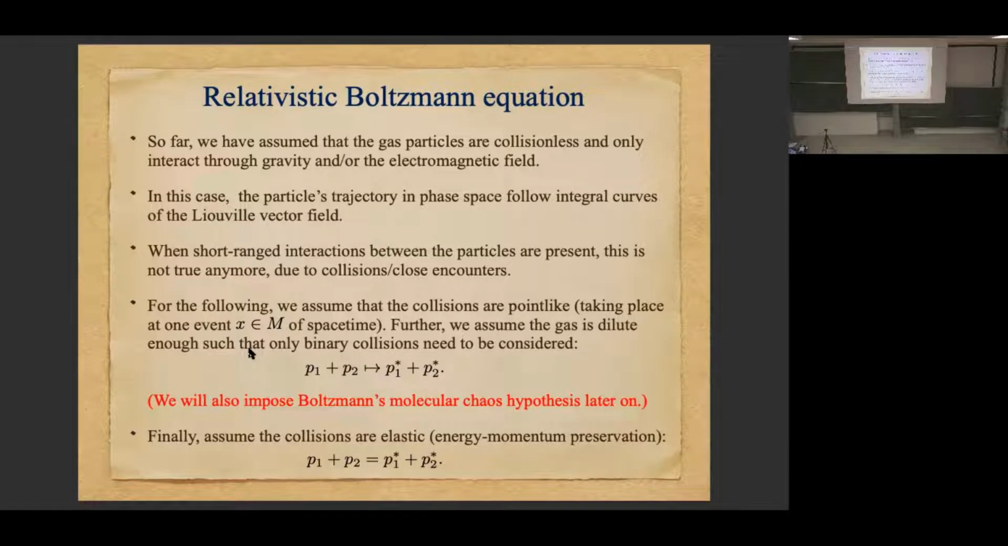Further, we assume that the gas is dilute enough such that it is sufficient to consider binary collisions. We are also going to use this diluteness later to impose Boltzmann's molecular chaos hypothesis, but that's later on. And finally, we are going to assume that the collisions are elastic, so energy momentum is preserved.